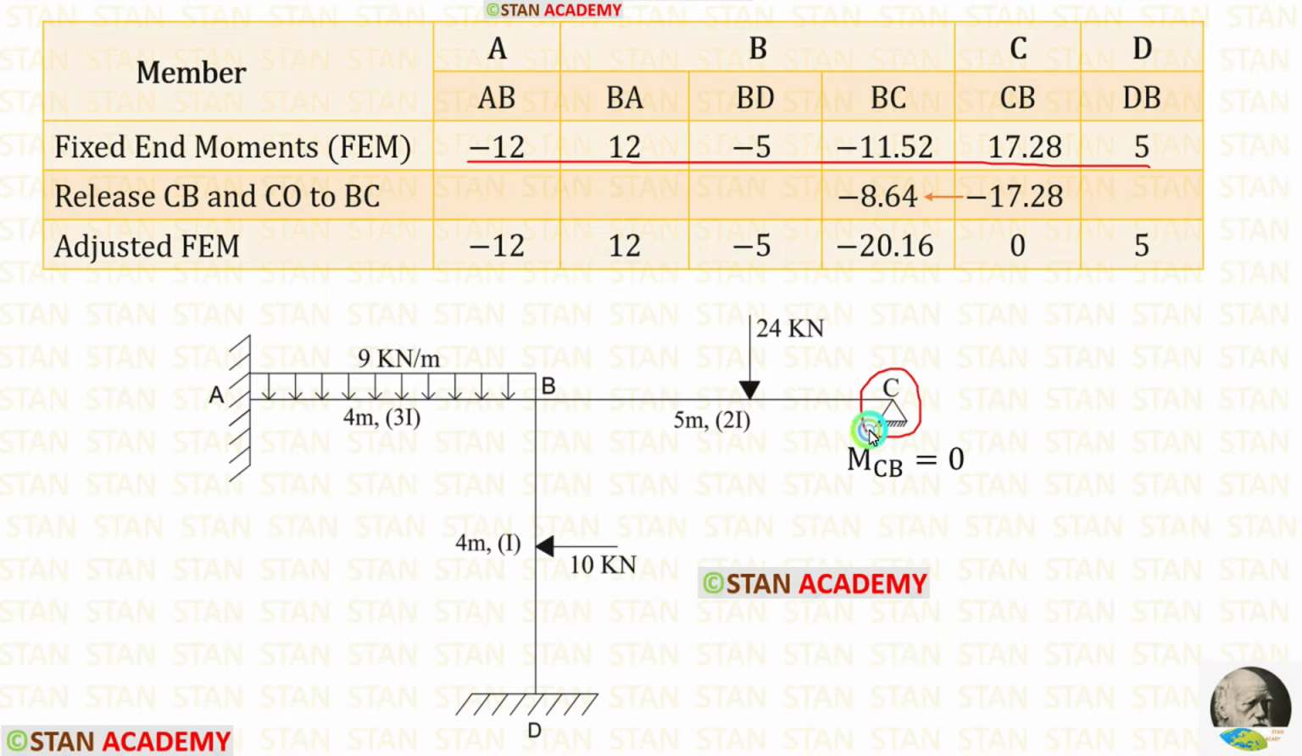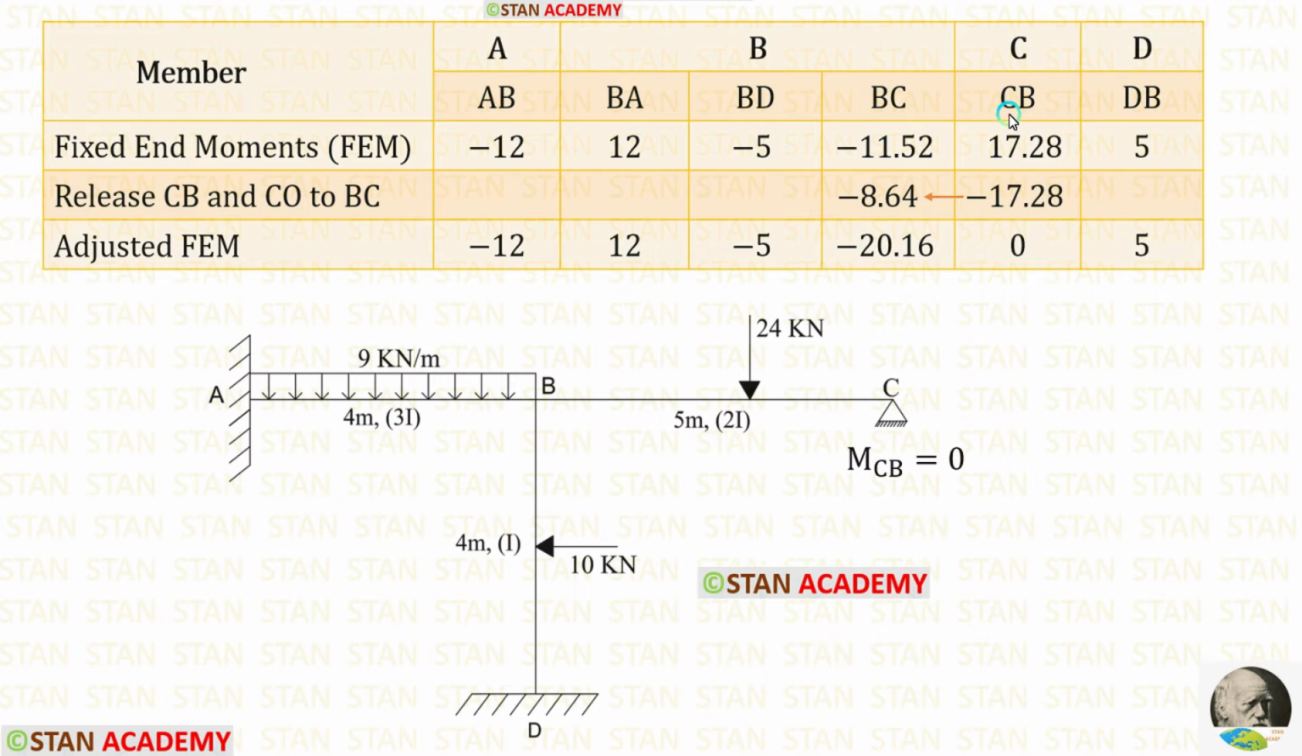In the point C, there will be no movement because it is a simply supported end. So the moment MCB will be 0. In this case, we can release CB and make this analysis easy. For CB, the fixed end moment is 17.28. When we add minus 17.28 with this 17.28, we will get 0.